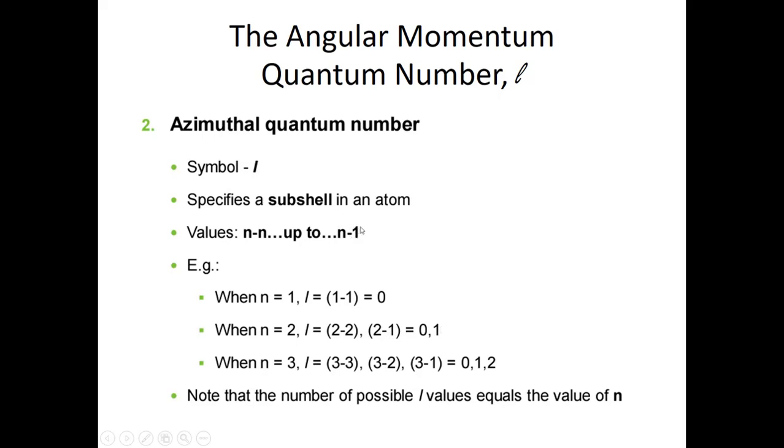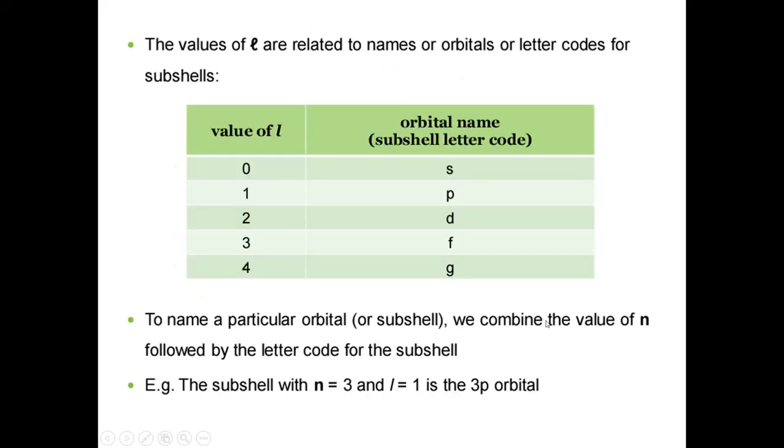Because here is the formula. Here is 1 minus 1. So you get 0, and here also 2 minus 2 you get 0, and 2 minus 1 you get 1. So if N is 3, it will be 3 minus 3, 3 minus 2, 3 minus 1. Then you get the value for L as 0, 1, 2. Normally if N equal to 4, the value should be 0, 1, 2, 3. The value for L should be less than N normally.